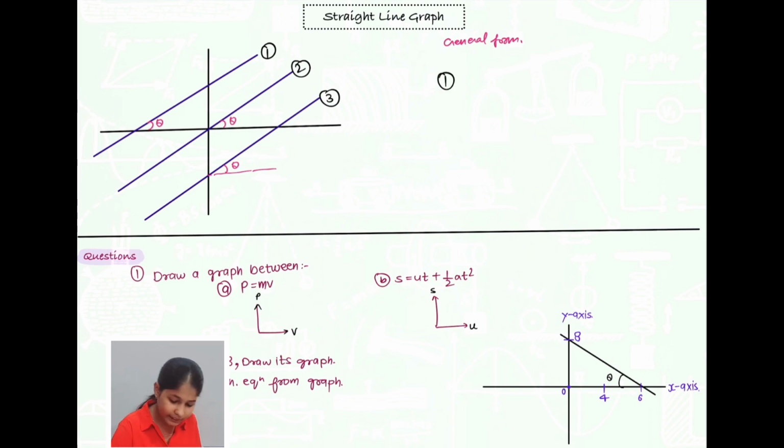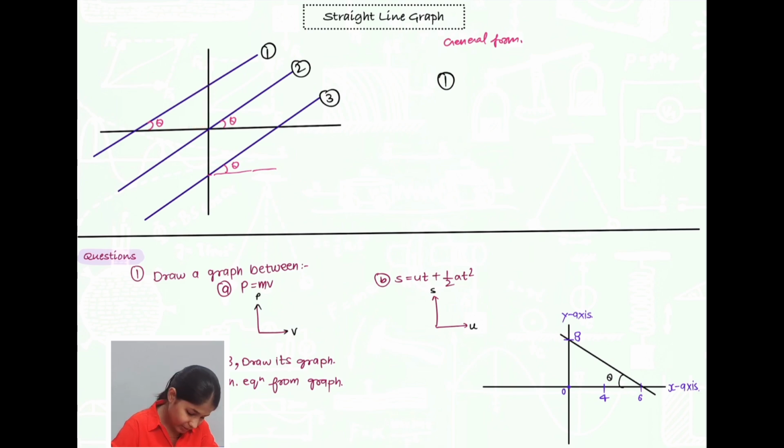So in the first case, here you can see that the theta is less than 90 degree. Okay, this is about slope. It means our slope is positive here. Then here you can see that this slope is intersecting the y-axis above the origin. So it will become plus c.